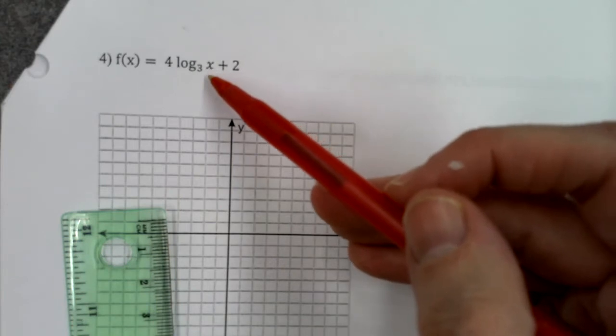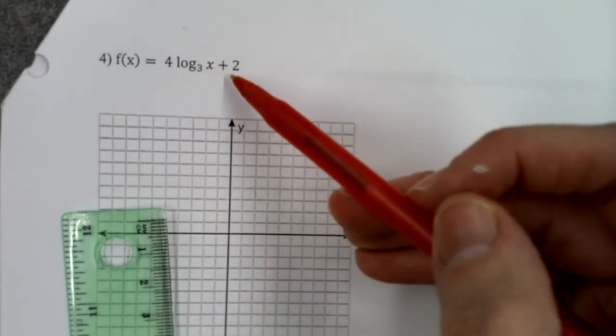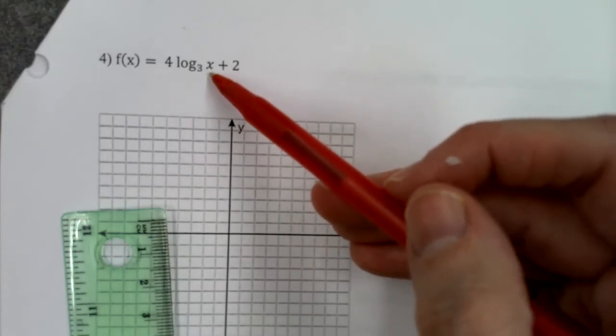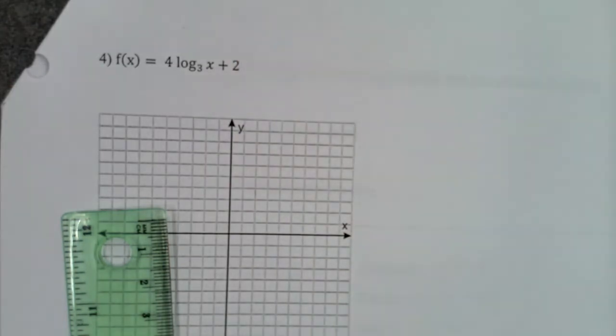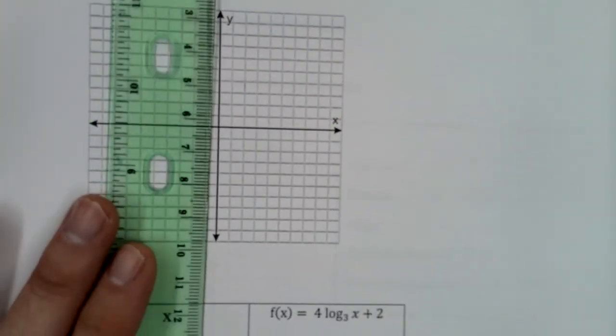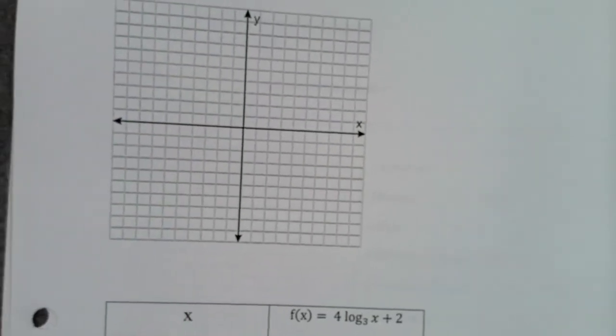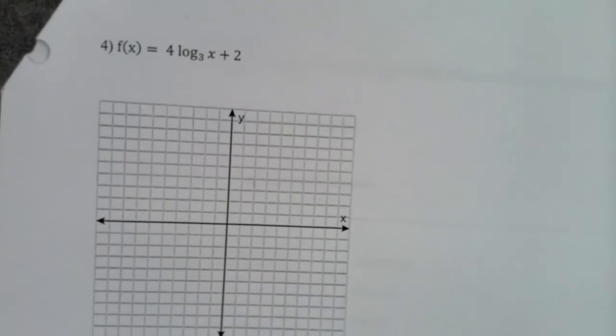This one is not being shifted left or right. It's being shifted up 2, but that's not affecting this asymptote, okay? What affects this asymptote would be if there was a number inside the parentheses with the x. So I can tell you the asymptote right now is going to be x equals 0. Let's pick some x values that I know are going to be easy to help us with the logarithm.